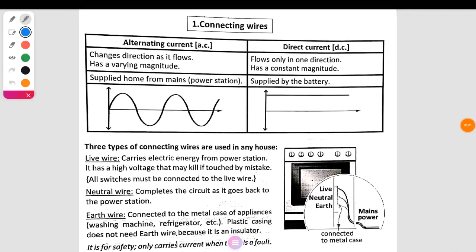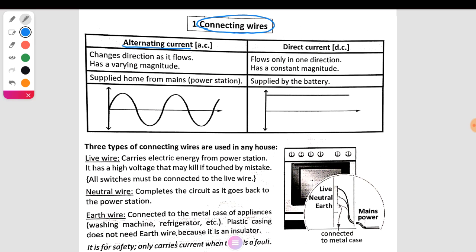Good morning, my students. We are going to make a revision about the wires, or the connection with the wires. Before we study the connection with the wires, at first we need to know the meaning of alternating current.